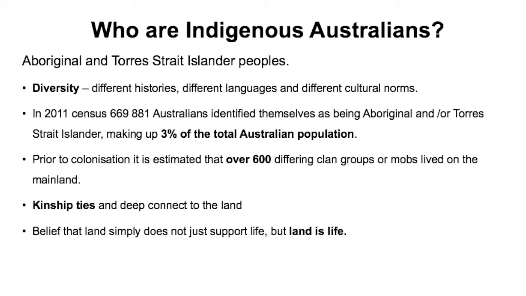In the 2011 census, 669,881 Australians identified themselves as Aboriginal and/or Torres Strait Islander, which makes up 3% of the total Australian population. Prior to colonisation, it is estimated that over 600 different clans, groups or mobs lived on the mainland, which is signified in that map.